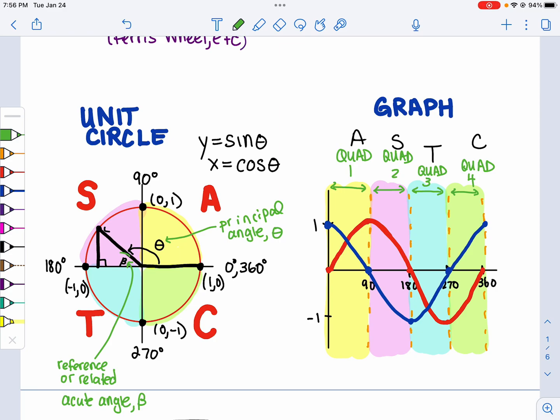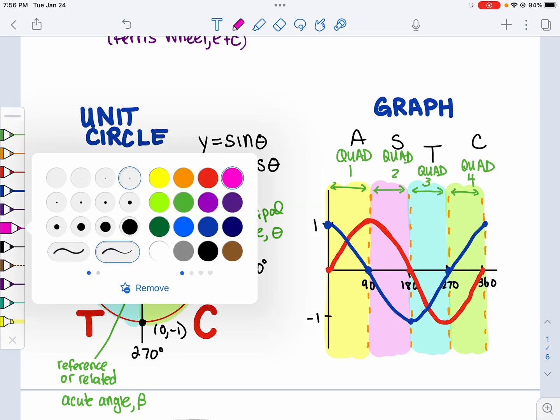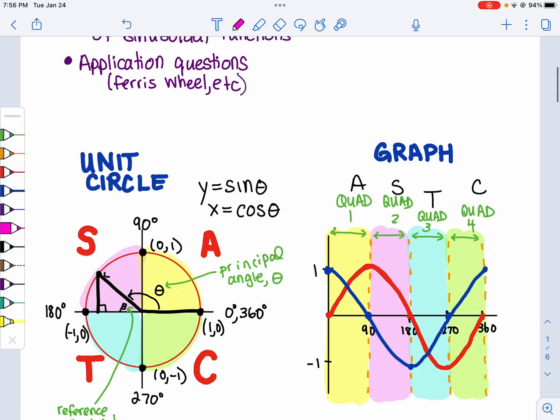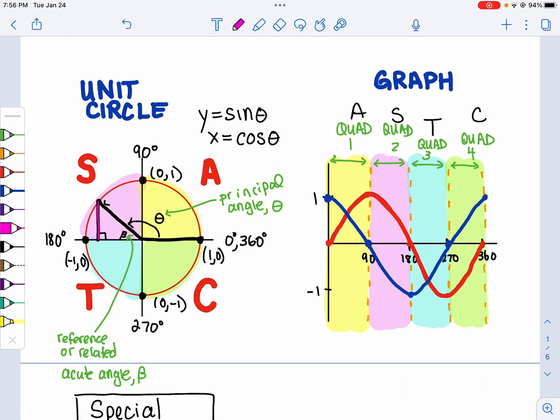And we also learned about this guy, the related acute or reference angle. That guy is formed when you attach the terminal arm to the x-axis and create a 90-degree triangle. So we're just able to figure out some values of sine and cos using this unit circle. So I just kind of connected it to the graphs of sine and cos.